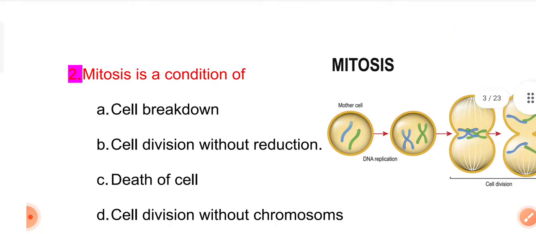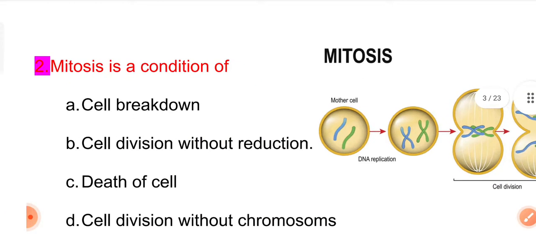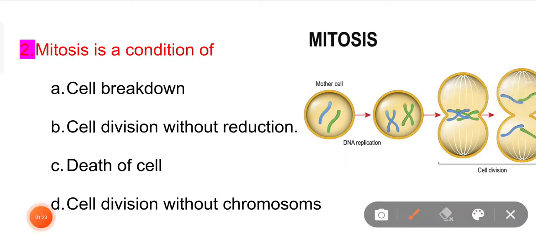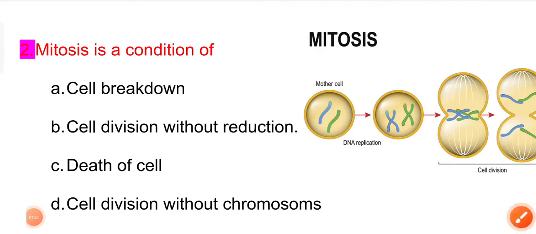The next question is: mitosis is a condition of. The options are: option A, cell breakdown; option B, cell division without reduction; option C, death of the cell; option D, cell division without chromosomes. The right option is option B, that is cell division without reduction.